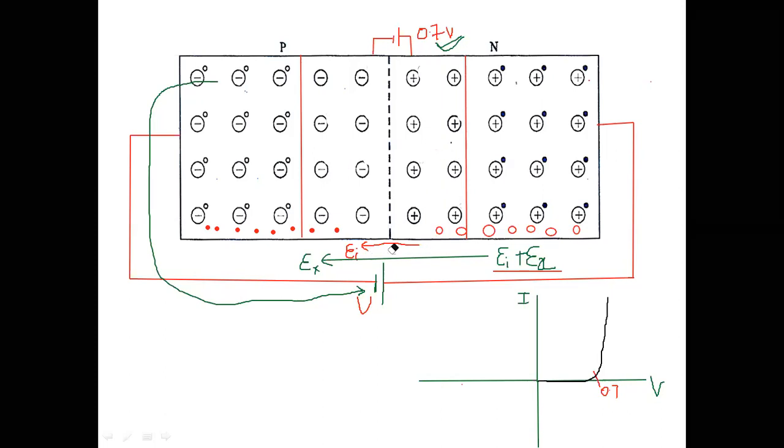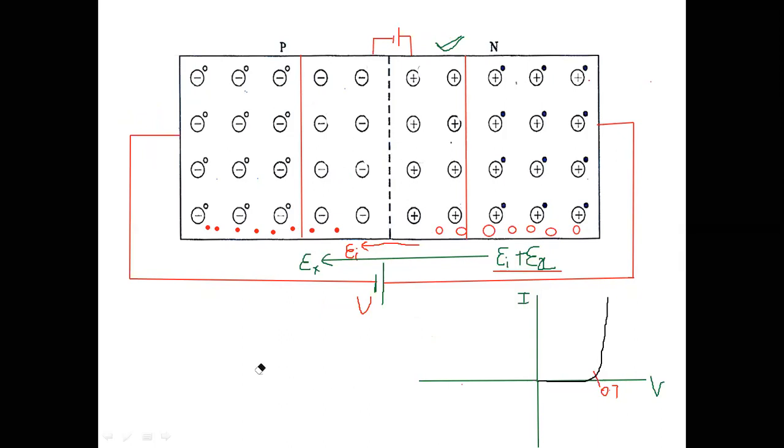Junction width increases because of two points. First one is due to this electric field setup here, and the second one is due to migration of charge carriers from the P side and N side. Due to these two reasons, the junction width will increase here.